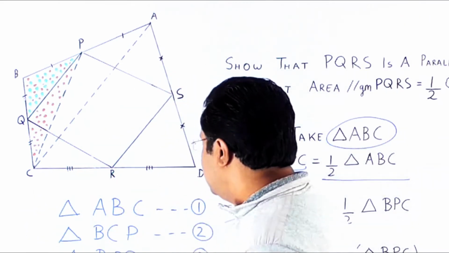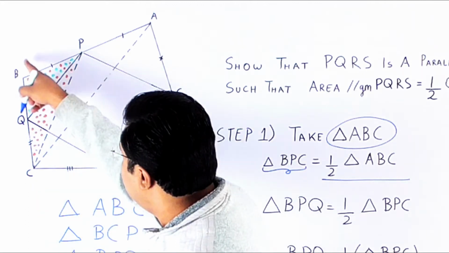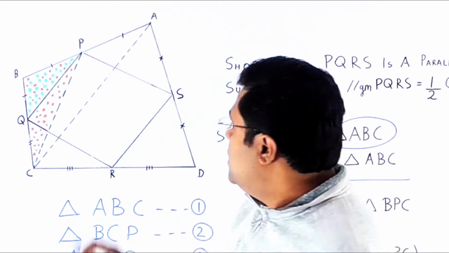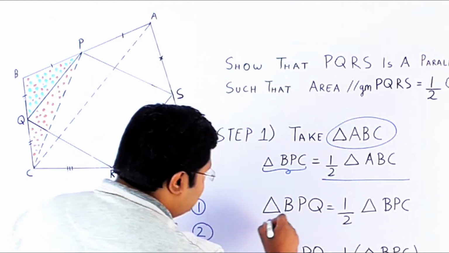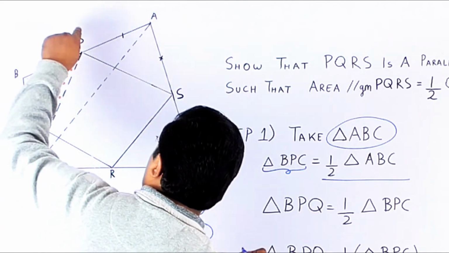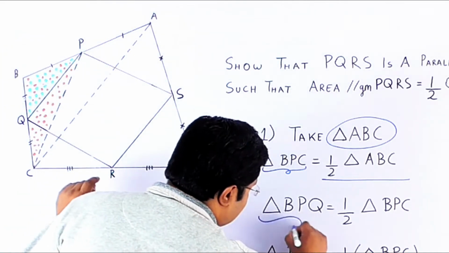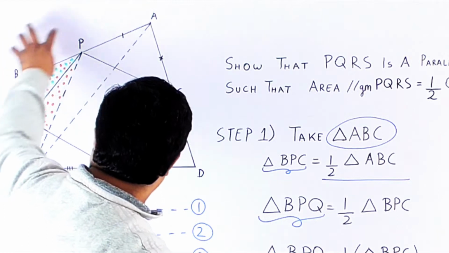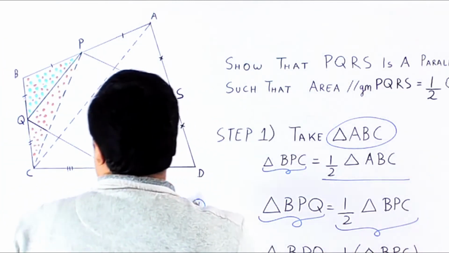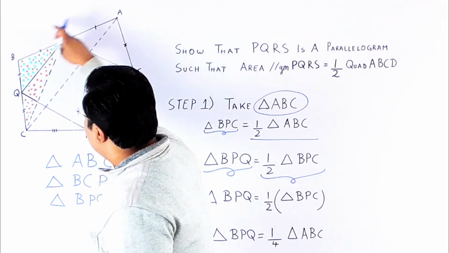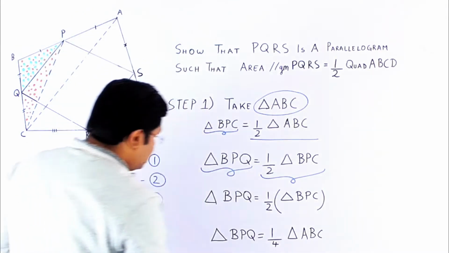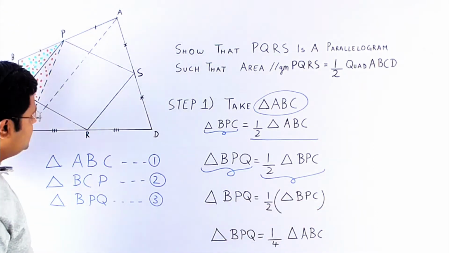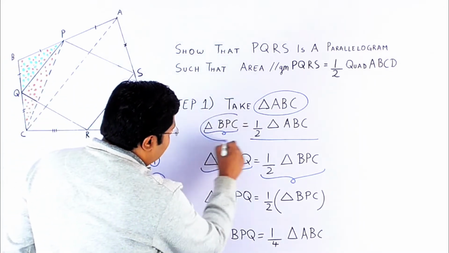Now look at the other triangle, this triangle BCP. PQ is the median. Now PQ is the median, so the second part we say is that triangle BPQ is half the area of triangle BPC. So this triangle BPQ is half the area of BPC. Now what is BPC? Observe.